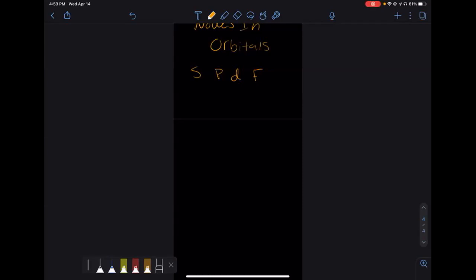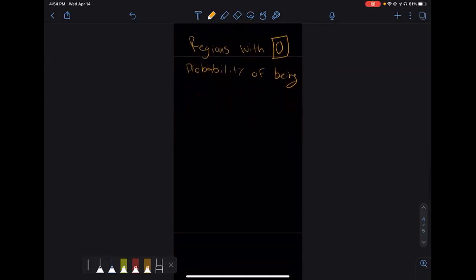So what is a node exactly? A node is a region with zero probability of being. I'll write this down. So it's where there is no chance that you're going to have an electron.